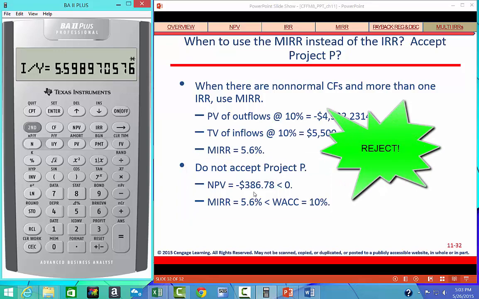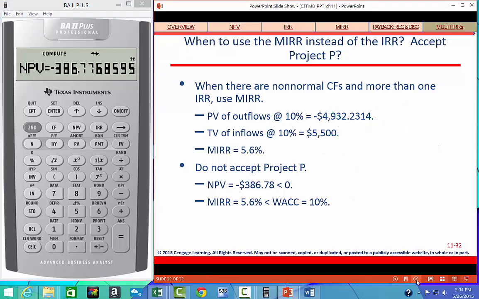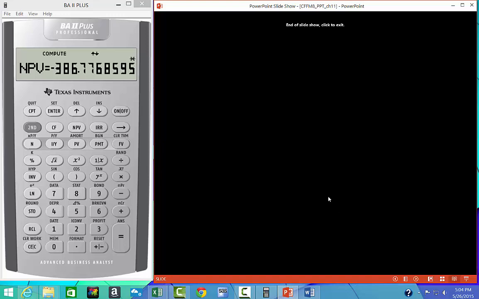And then we also already knew that the net present value was negative 386. If I went to NPV, 10 is already entered, and then I need to compute. Maybe I already did that. What's $386? Like we knew. So we'd reject based on both the NPV and MIRR, but again, the net present value method is always the best. And so we have reached the end of chapter 11.